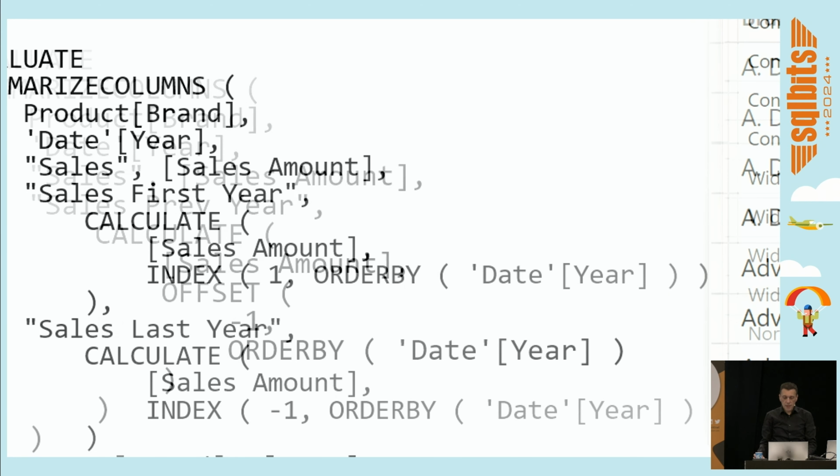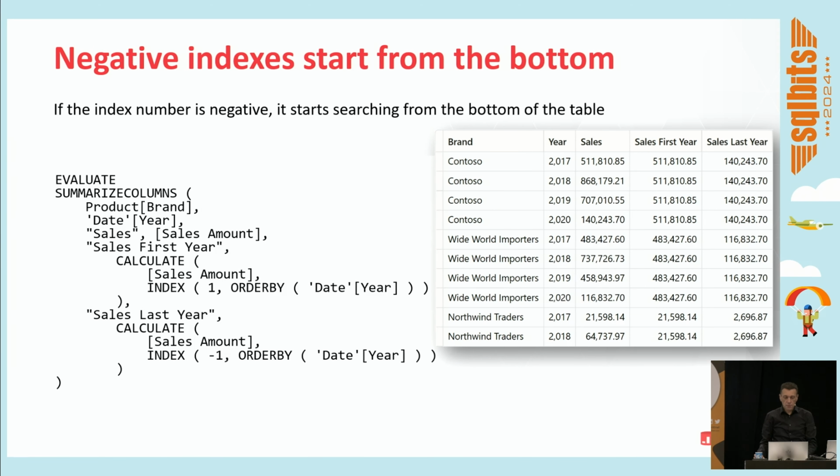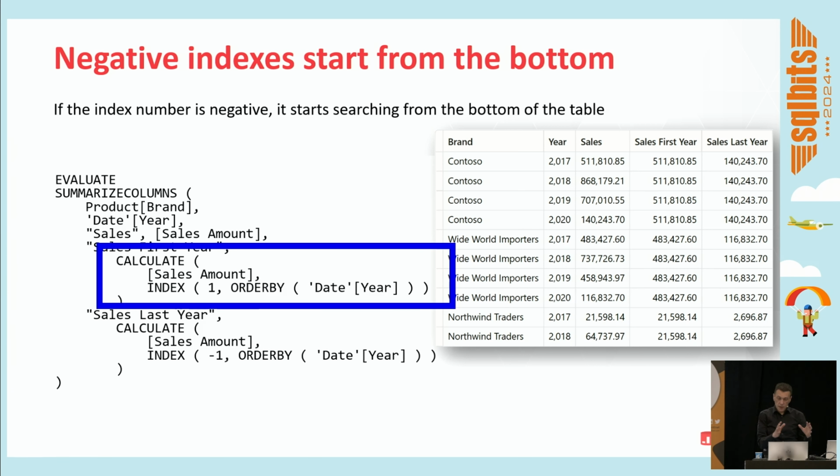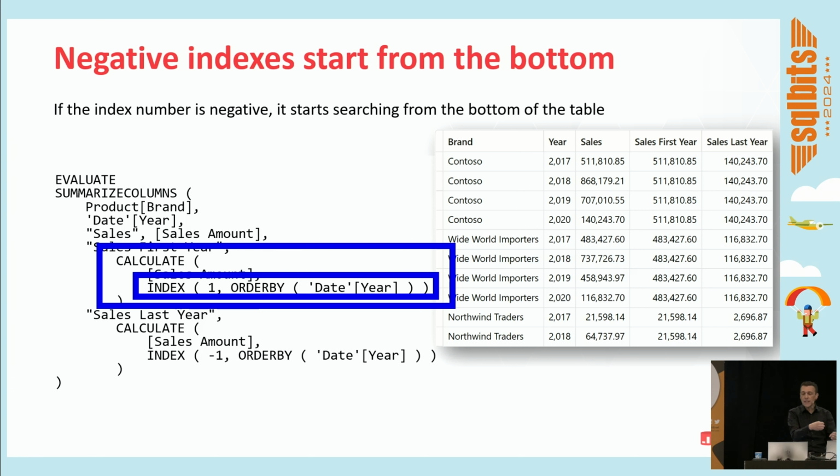This is like your measure, right? Your measure is computing Sales Amount in the filter context that initially has Contoso 2017, or 2018, but then the filter over here is replaced by the result of this INDEX. So this INDEX returns a table. This table has only 1 year. This year replaces the year that we have in the row.